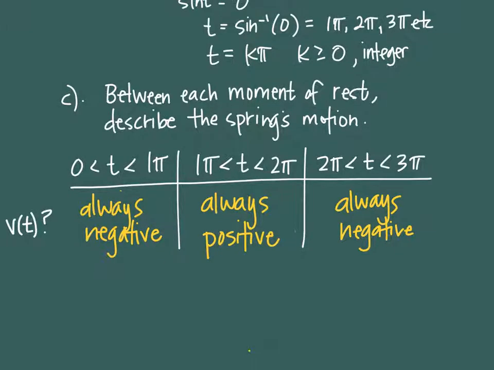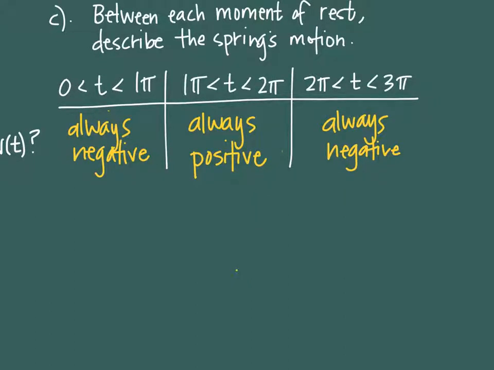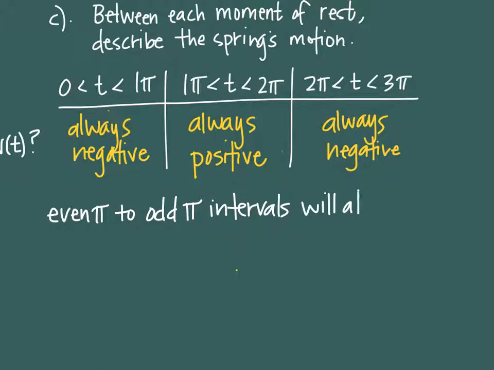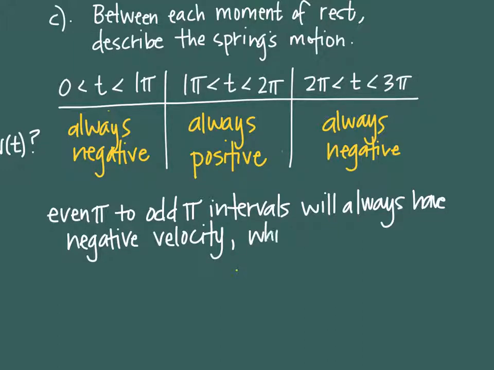And so we summarize that like this. Okay, you can write it in words or you can write it in symbols. Even pi to odd pi intervals will always have negative velocity. And if they have a negative velocity, they're always going down. Okay, so it means the spring is going down in that interval.